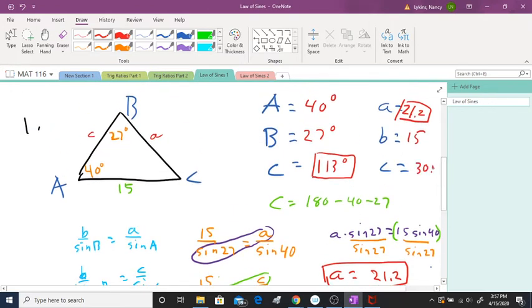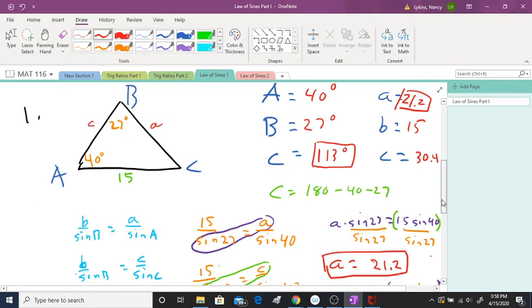Now I'm going to show us one tidbit on this, a way that we can check to see if we're on the right track. Our smallest angle will always have the shortest side, and our largest angle will have our longest side. Let's see if this holds up. My smallest angle is 27. Look at the side. It's the smallest side. Look at the largest angle. It has the longest side. That's how you can check. If these are off, that means we've done something wrong in our calculations.